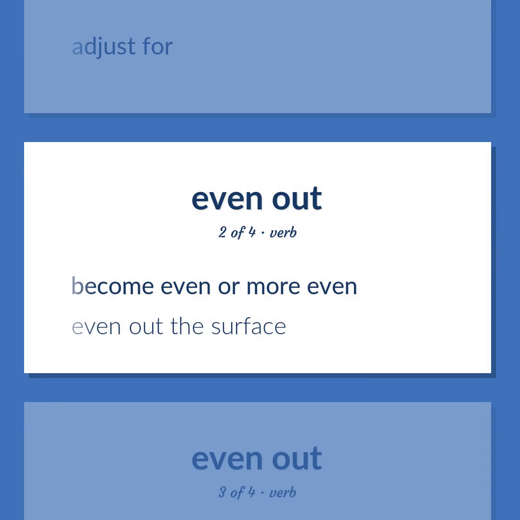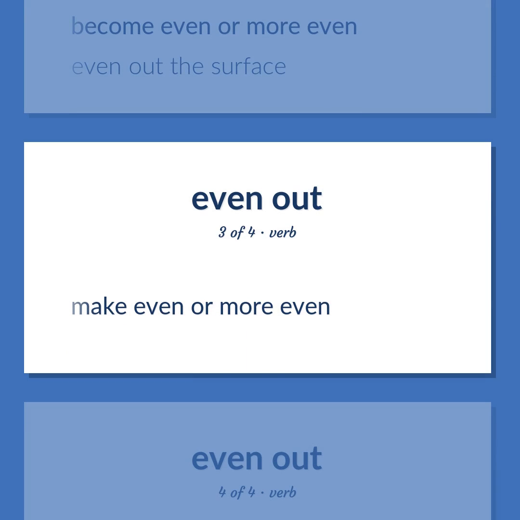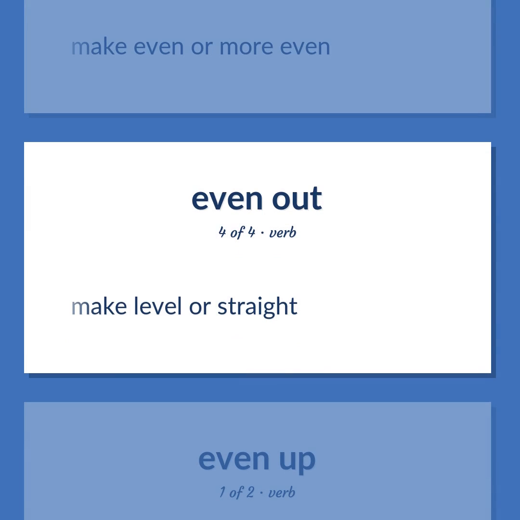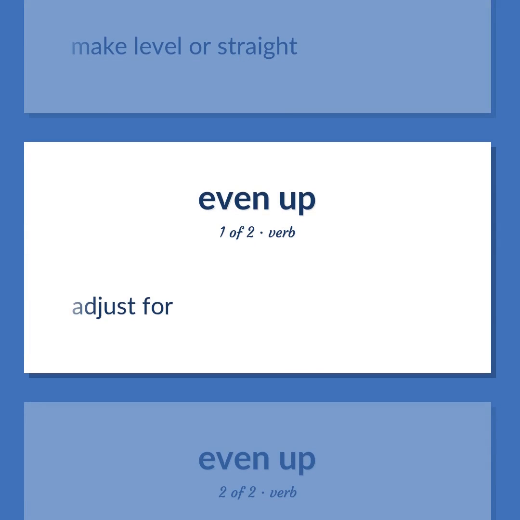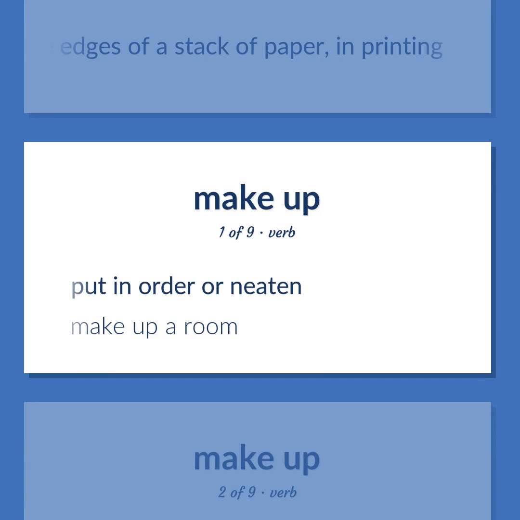Become even or more even. Even out the surface. Make even or more even. Make level or straight. Adjust for. Even up the edges of a stack of paper, in printing. Put in order or neaten. Make up a room.